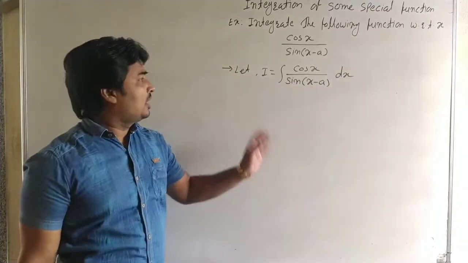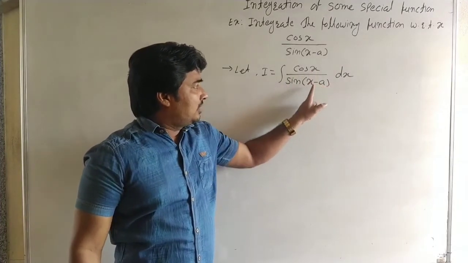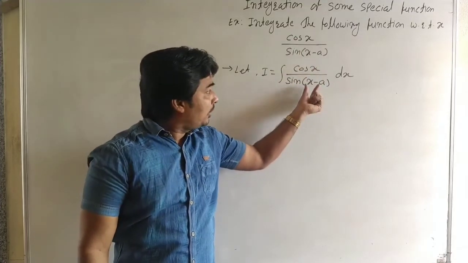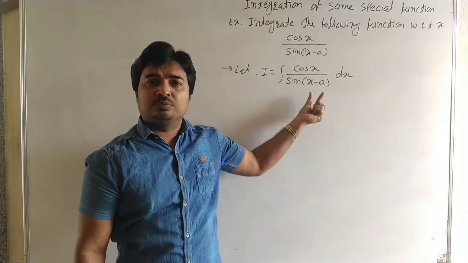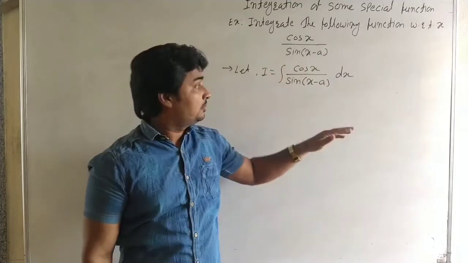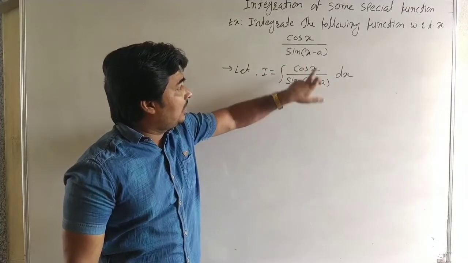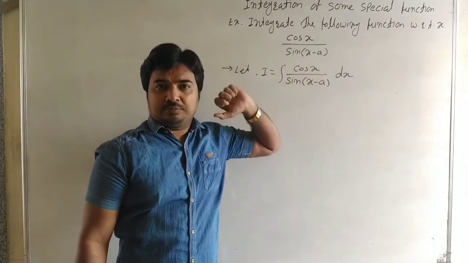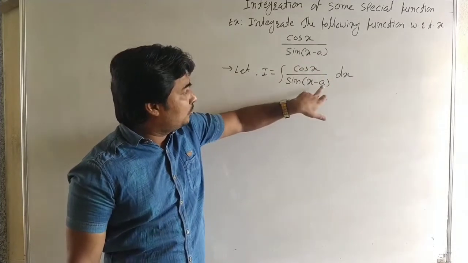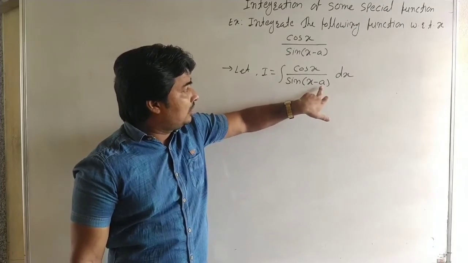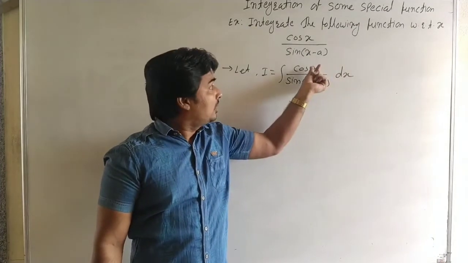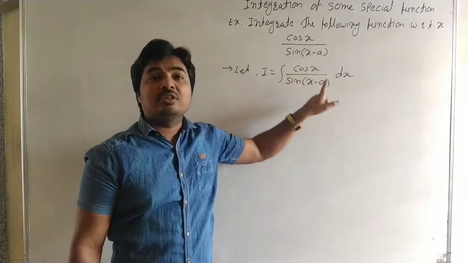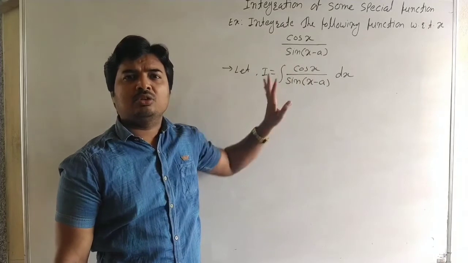See carefully here. Here it is angle x and it is angle x minus a. It is not in a standard form, so we substitute. When we put x minus a equal to t, dx can be written as dt, and in the denominator it is sin t, and in the numerator it is cos of t plus a. Again, it is not in a standard form.